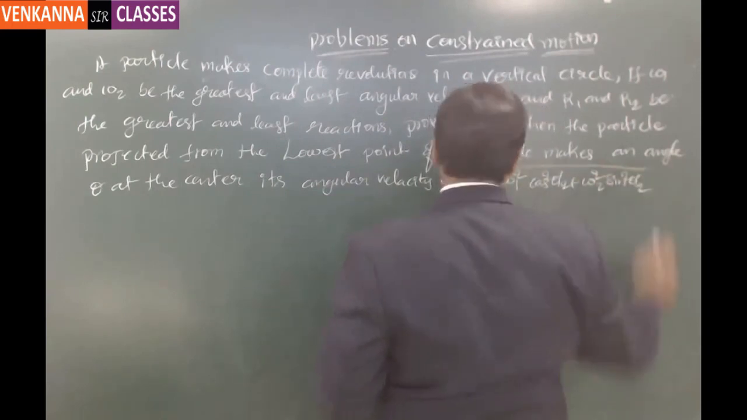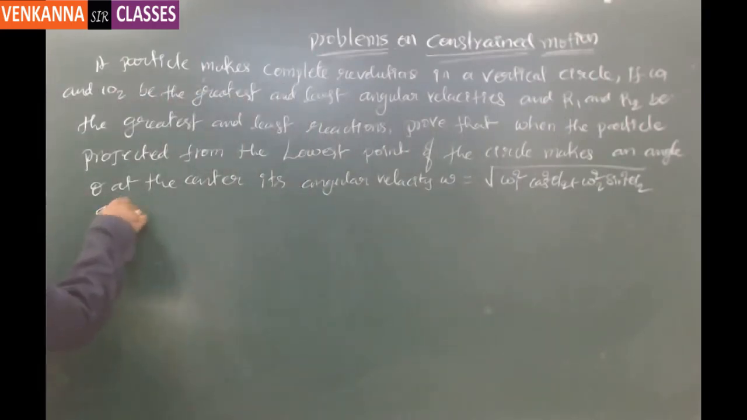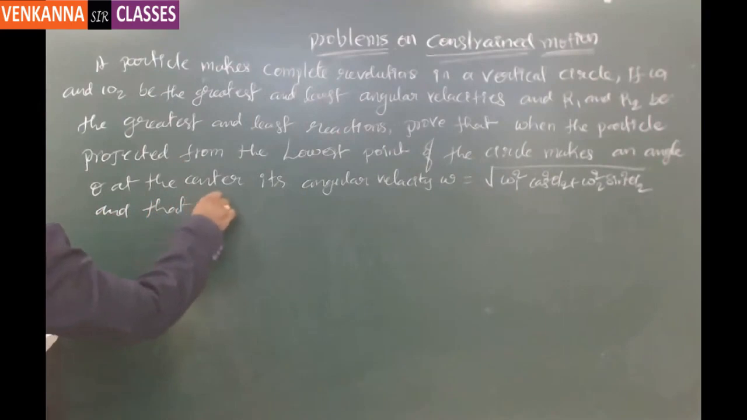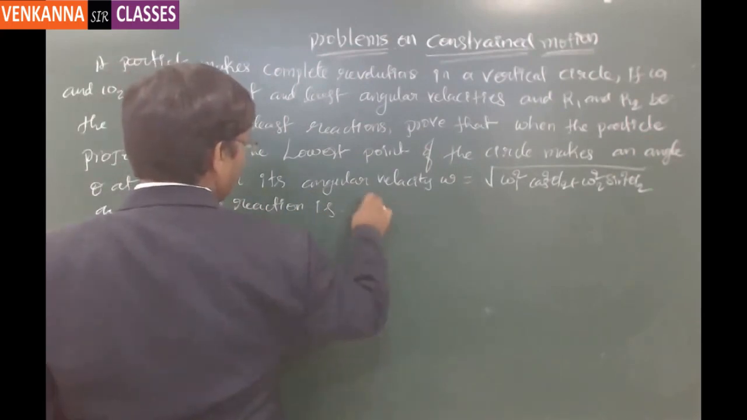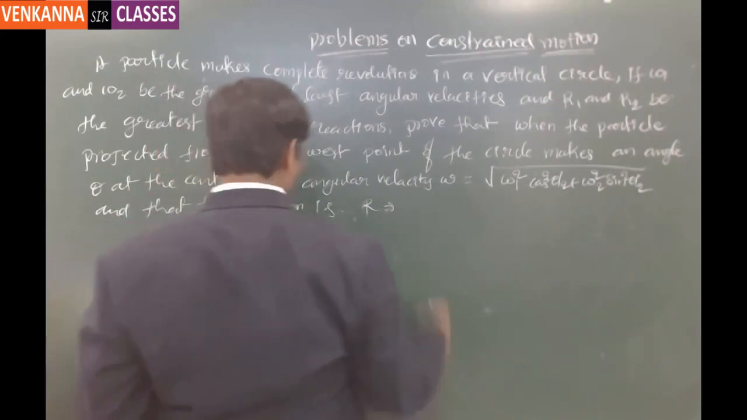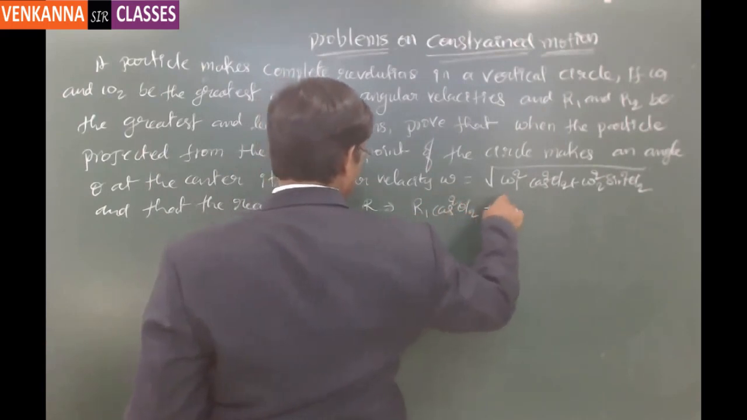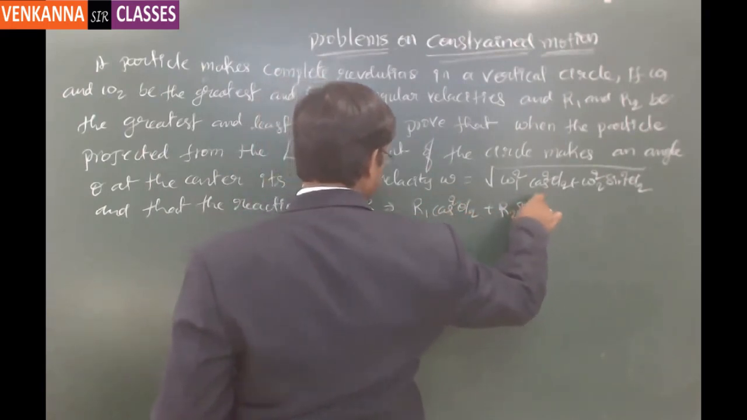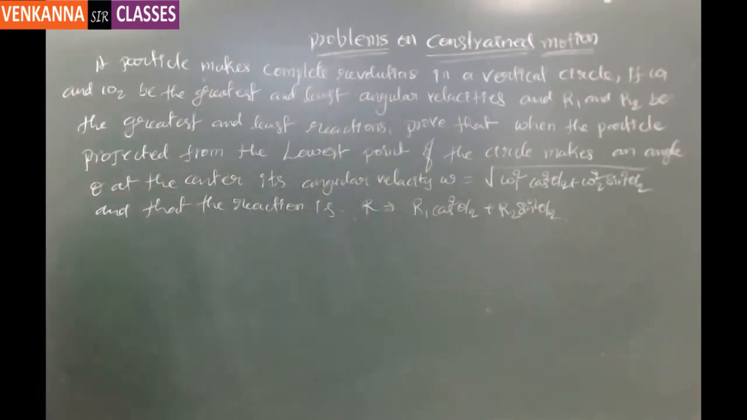So this is what we need to prove. And one more, that the reaction R is equal to R1 cos square theta by 2 plus R2 sin square theta by 2. Can you try to prove this?